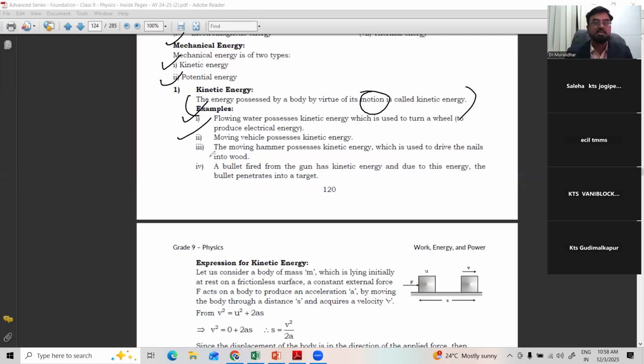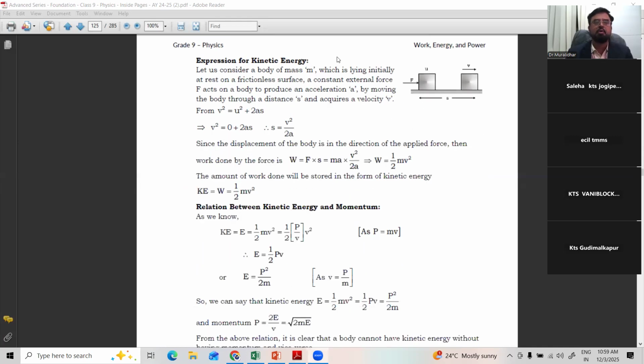Flowing water has kinetic energy. A moving vehicle has kinetic energy. The moving hammer has kinetic energy, which is used to drive the nail into the wood or wall. A bullet fired from a gun possesses kinetic energy. All these are examples of kinetic energy, which is energy possessed by a body in motion. There is also a formula for kinetic energy, that is half mv square. This kinetic energy depends on mass and velocity.